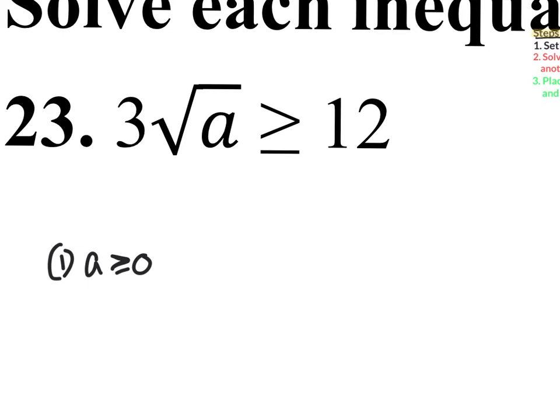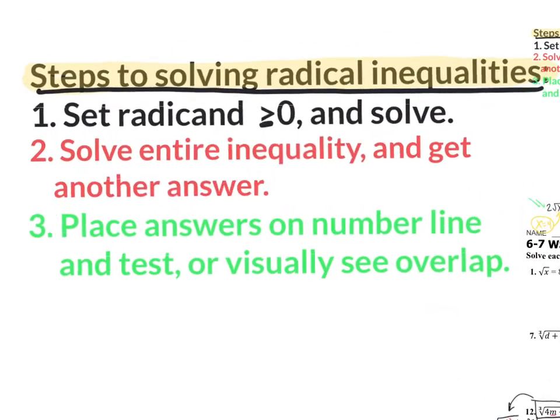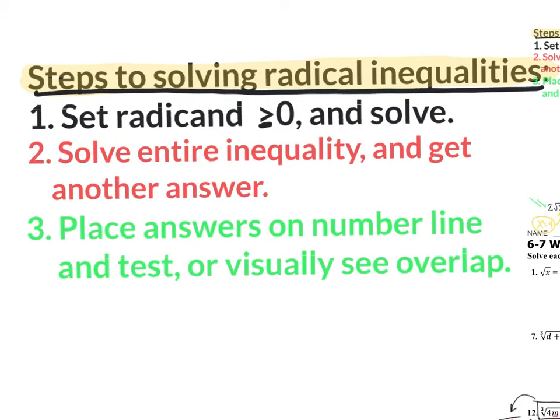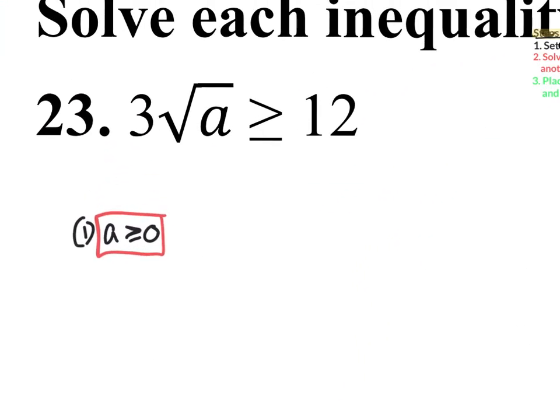Now this is already solved for us. I mean, that's the answer. A is greater than or equal to 0. Now, if we go back to step 2, it says solve the entire inequality and get another answer. All right, so let's go back over here. So we already did step 1. Let's do step 2, solve the entire inequality. Like, okay, just solve it the way you normally would.